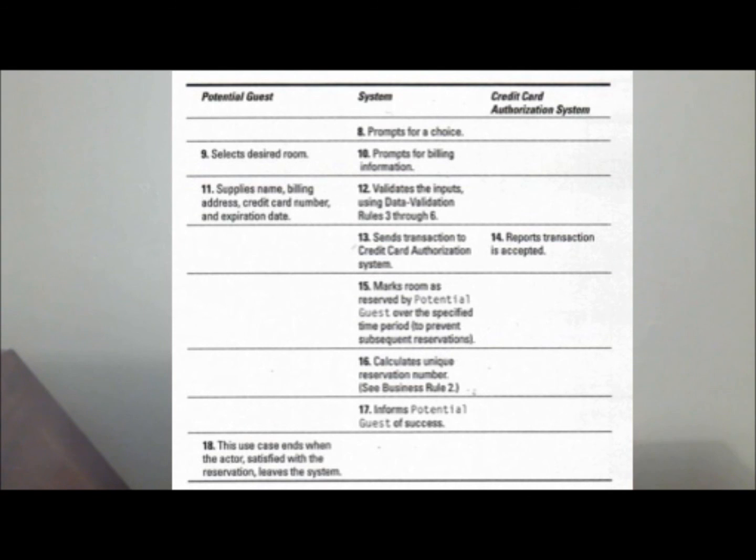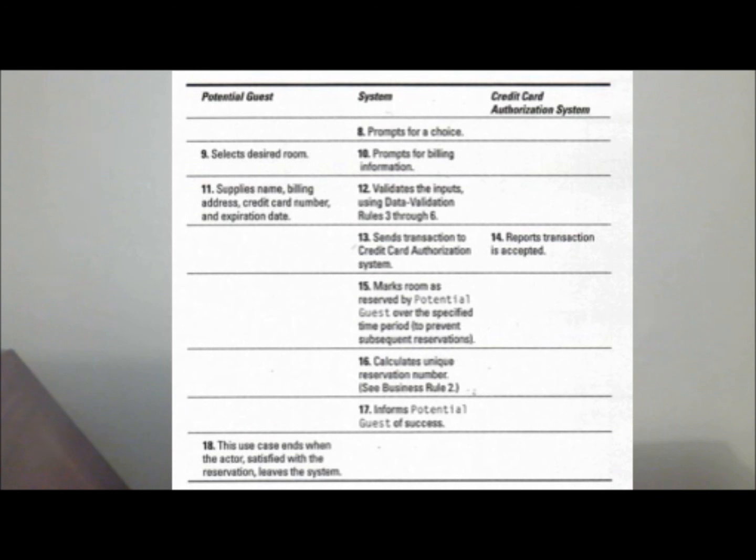10, now the system, so once your actor, the potential guest, has selected a room, now we're back to prompting for billing information. That's the system. Now we're back to the actor, step 11. We supply the name, billing address, credit card number, and expiration date. That goes into the system and hands off pretty soon to our credit card authorization system. But as you can see under 12, our system that we're designing is going to validate the input, a little bit of date validation and stuff like that, which kind of makes sense that we'd validate the dates for the credit card is what that means.